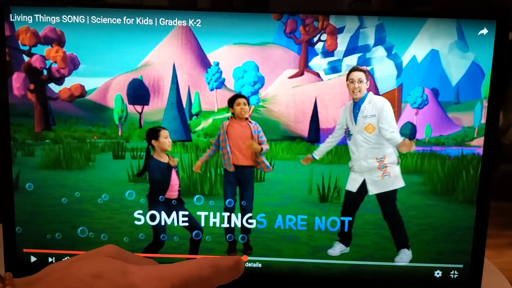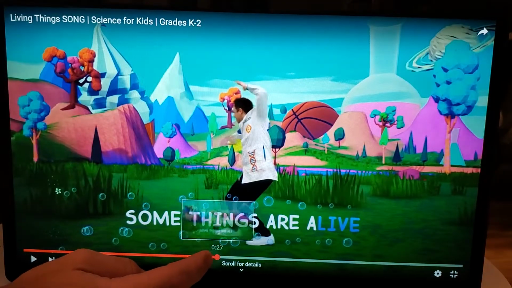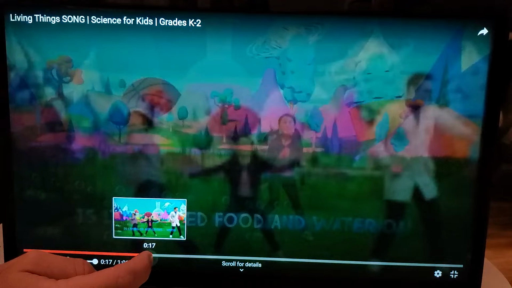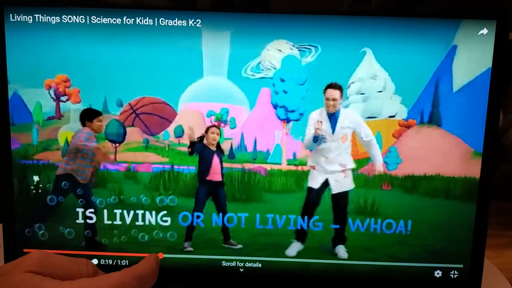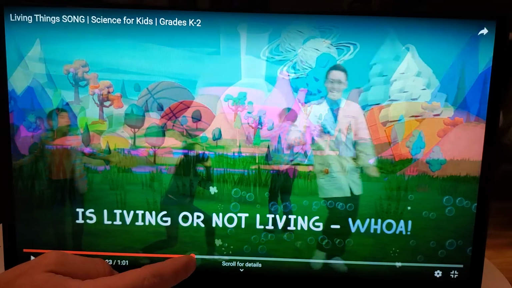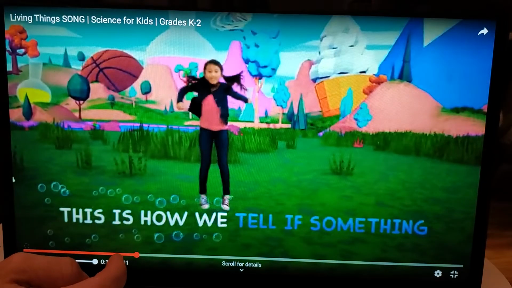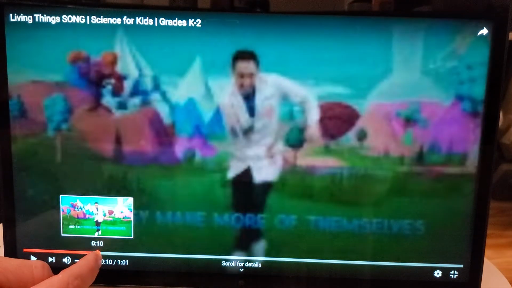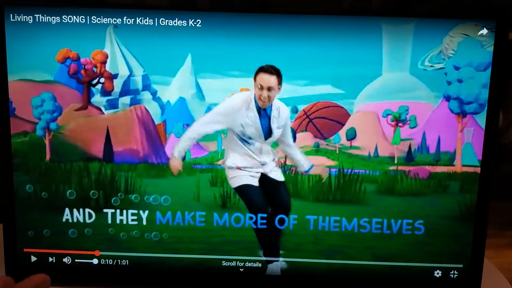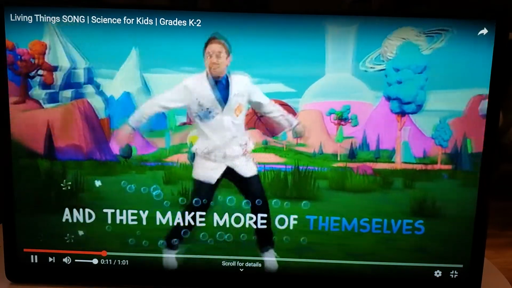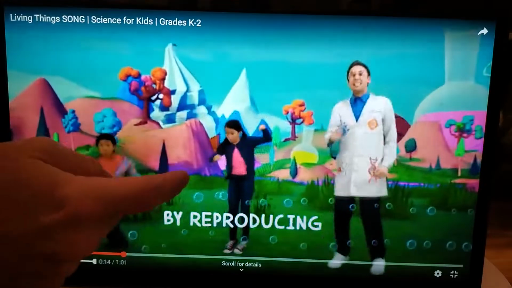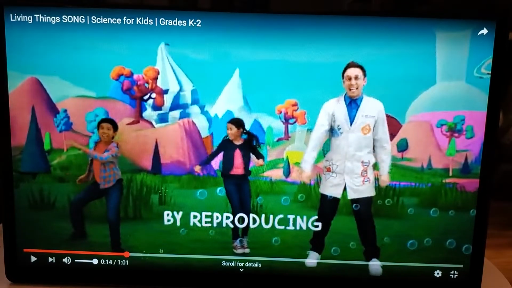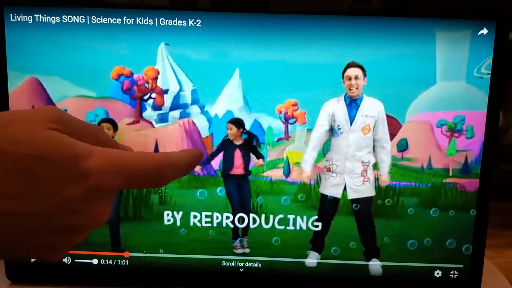Let's look back here. Did you see it said living things, they need what? It said they need food and water, and then they can make more of themselves. Let's listen to that again. By reproducing. So, reproducing is a very important vocabulary word for the topic of living things. All right.